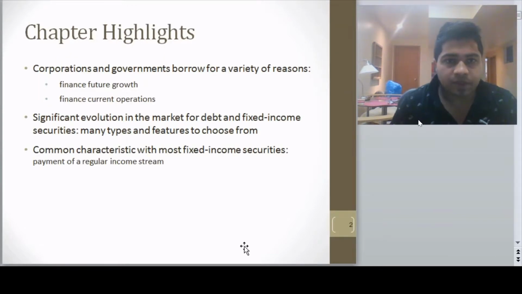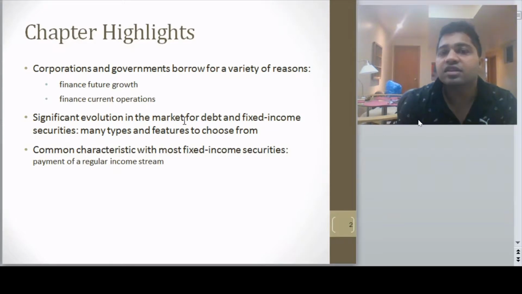So let's start. Corporations and governments need money for a variety of reasons. It can be to finance future growth or to finance current operations. For example, if I'm running a corporation, I need money to expand: to get into different product lines, to increase my production, to get into different geographical markets. For each of these things, I need money. Also, I need money to finance my current operations, for example paying employees their salary, paying executives their salary, buying raw materials, financing raw materials. So everything long term as well as short term, I need money.